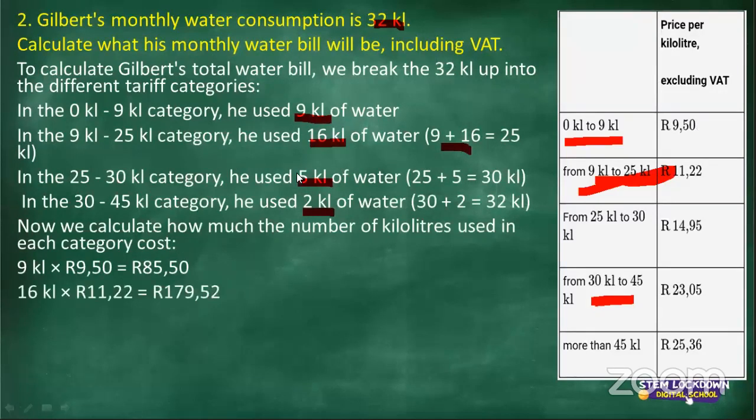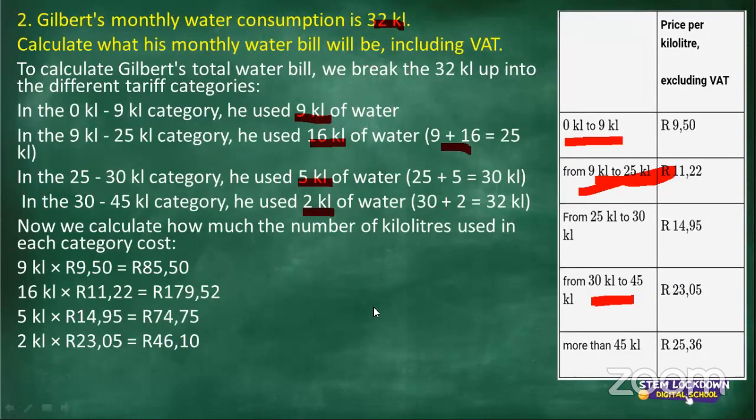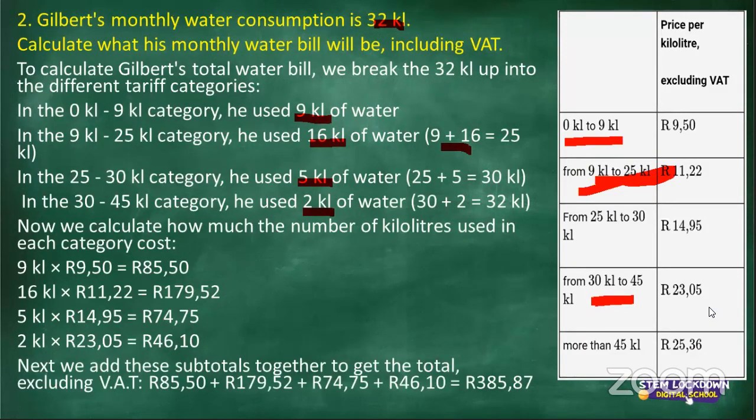Get your answer. 16 kiloliters multiplied by 11 rand 22 cents, you get your answer. 5 kiloliters multiplied by 14 rand 95, you get your answer. 2 kiloliters multiplied by 23 rand 5 cents, we get our answer. So we've got the costs for each category now. Then we add all these subtotals to get the total excluding VAT.